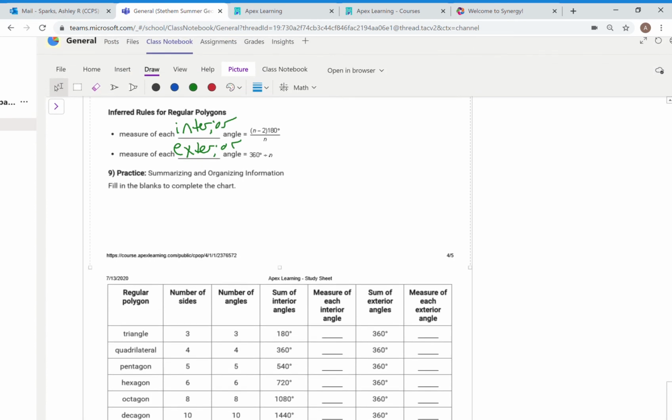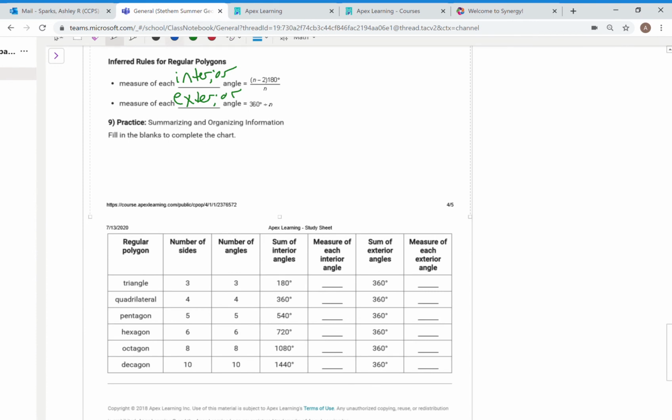I'll show you these charts because I think it makes more sense in a chart than it does as random words. A triangle. Triangle has 3 sides. Your number of angles is 3. Sum of interior angles from the previous chart was 180. So if I want to find the measure of each interior angle, I take my 180 from before, and I'm going to divide it by my n. They're the same. Number of sides, number of angles are the same. Which in this case is 3. So 180 divided by 3 is 60.